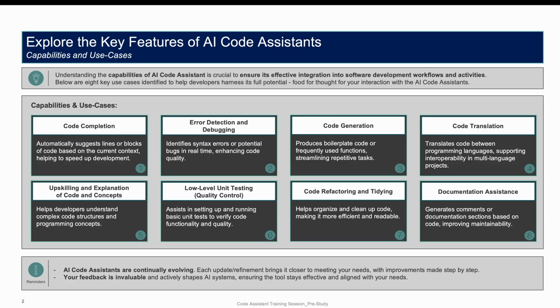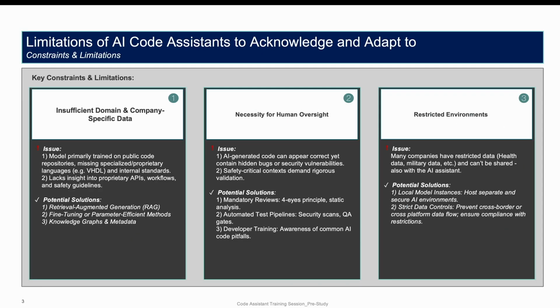Now to the limitations that I shortly addressed before. So one key constraint is, of course, the insufficient domain and company-specific data. So models are primarily trained on public code repositories, meaning that they might miss specialized or proprietary languages and internal standards as well. So they may also lack insight into proprietary APIs, specific workflows, and also when it comes to specific industries, for example, internal safety guidelines.